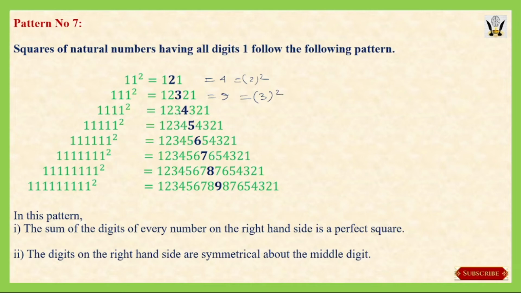Then 1 plus 2 plus 3 is 6, 6 plus 4 is 10, 10 plus 3 is 13, 15, then 16. So 16 means it will be 4 square. So always when we add all the digits of that square, the summation itself will again be a perfect square number. So this is the third point about this pattern.